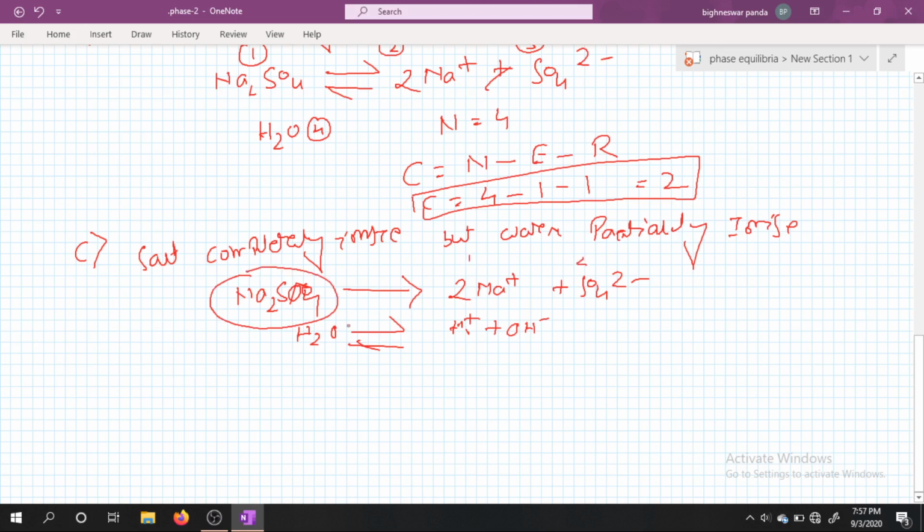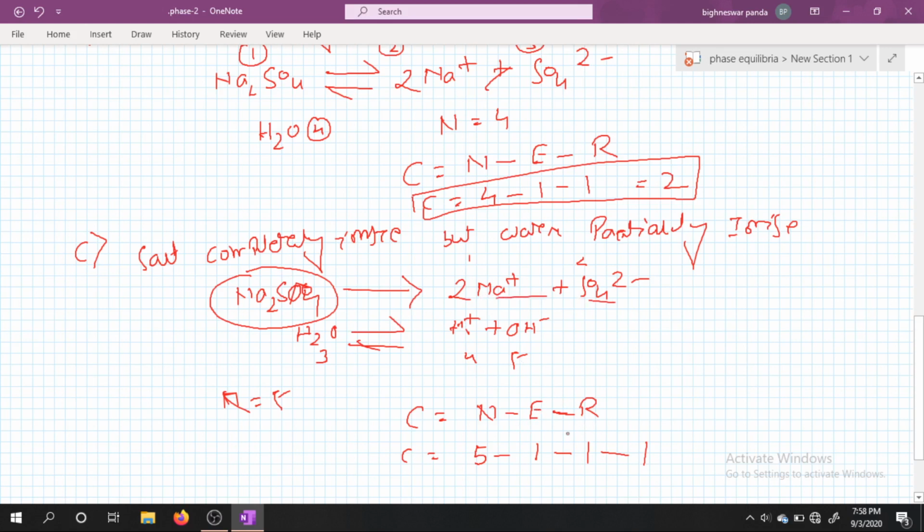1, 2, 3, 4, 5. So the total number of constituents is N equal to 5. So C is equal to N minus E minus R. C is equal to 5 minus, what is E? 1 equilibrium is present between H2O, H plus and OH minus. R is the restricted condition: ions are present, 1.